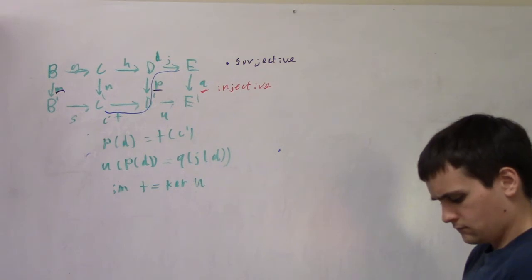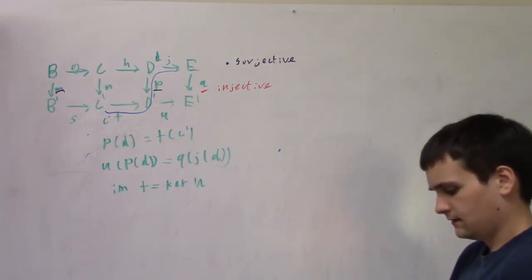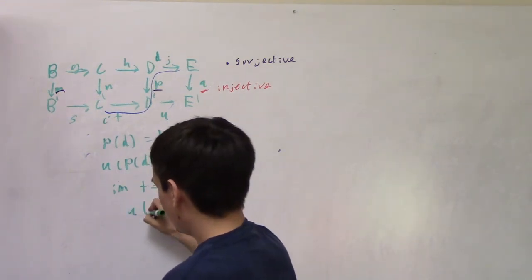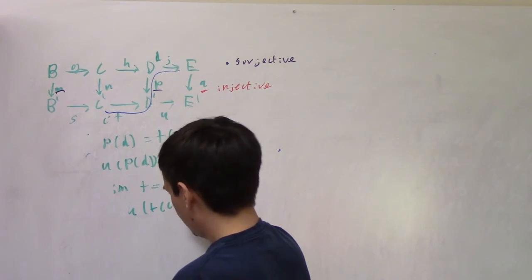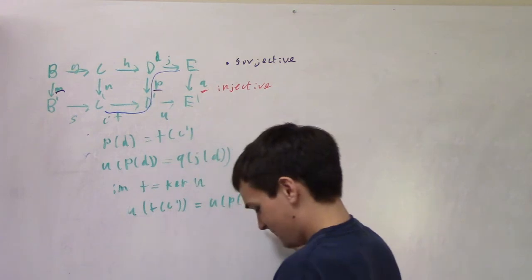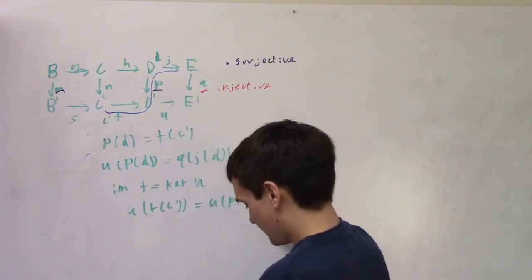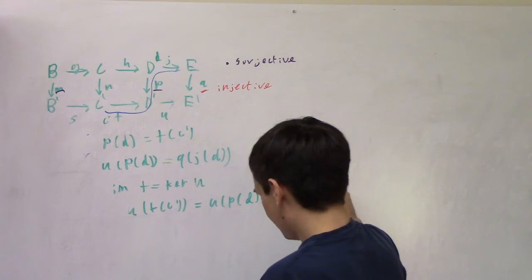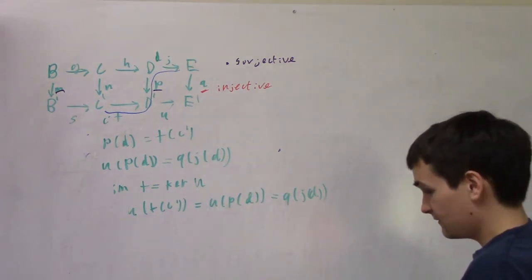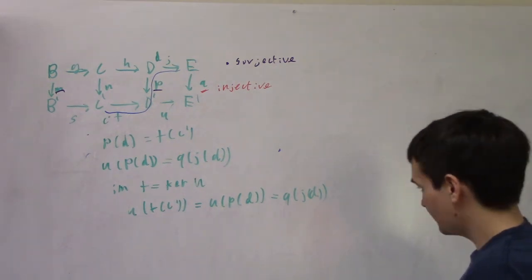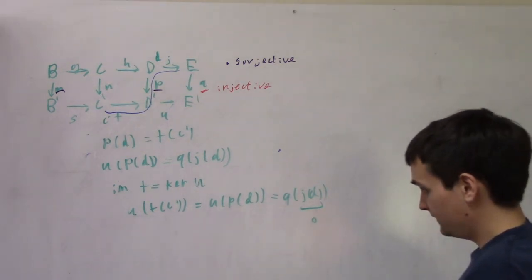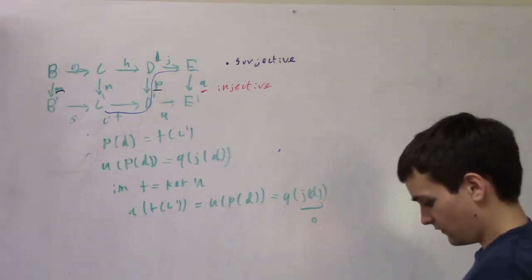So now we have U of T of C prime, which is equal to 0, is equal to U of P of D. I think you're ahead of us, but that's where we're going. It's equal to Q of J of D. So then, because Q is injective, J of D is equal to 0. So D is an element of the kernel of J.